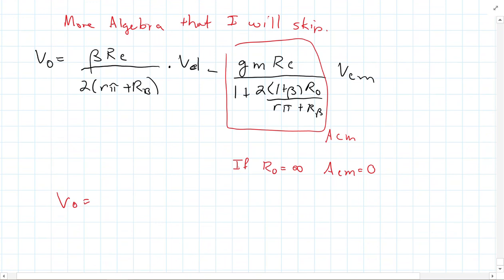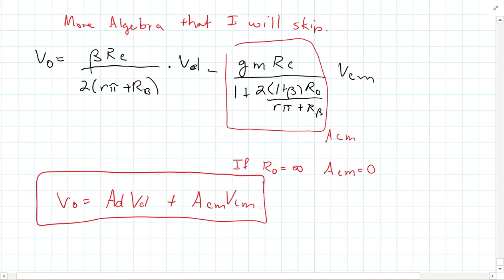And so what we end up getting here is we can write V out. This is simply, and I know I have to make a small correction here previously, you probably already caught it, AD VD plus ACM VCM. So this is an important equation right here. And now you might say, wait a minute, where's your negative? Because you had a negative back here.